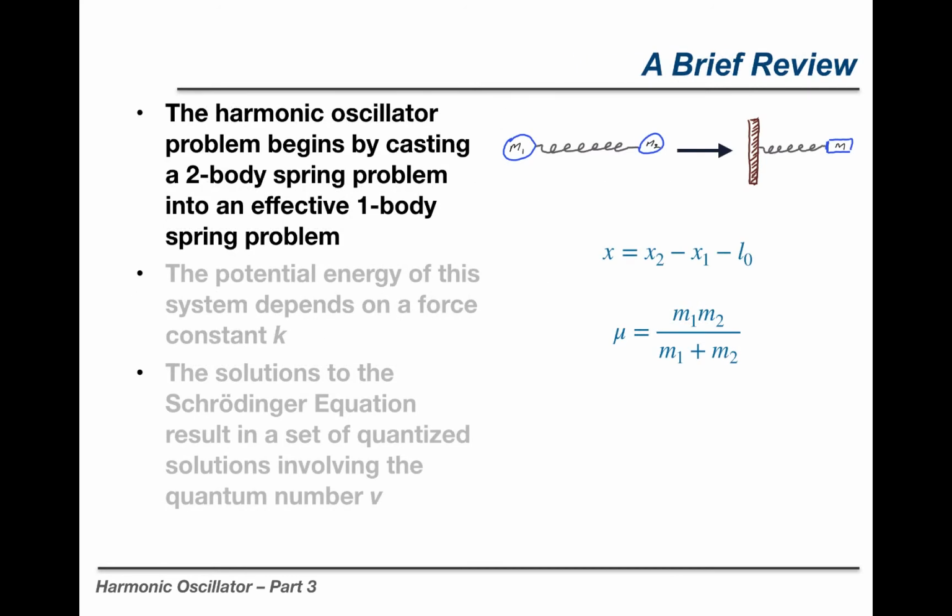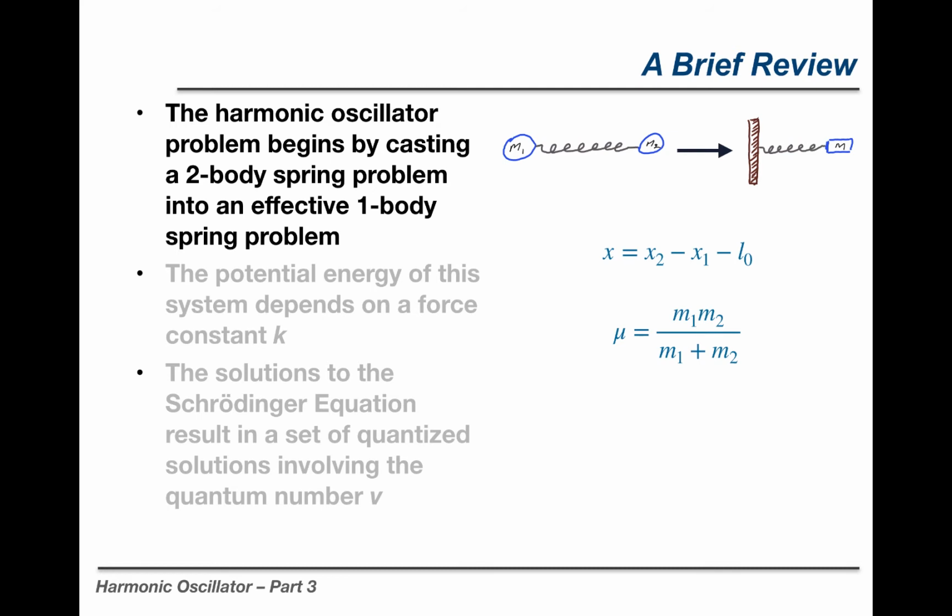So just to briefly overview what we've already described in class and discussed, we have shown that the harmonic oscillator problem that begins with two bodies connected by a spring can be recast into an effective one-body spring problem that follows Hooke's law. We showed how we can use a displacement variable that I'm calling x on the slide here, where x is equal to the difference between the positions of our two particles 1 and 2, so x2 minus x1, minus some equilibrium distance, L0, where the spring would prefer to be and sits at rest.